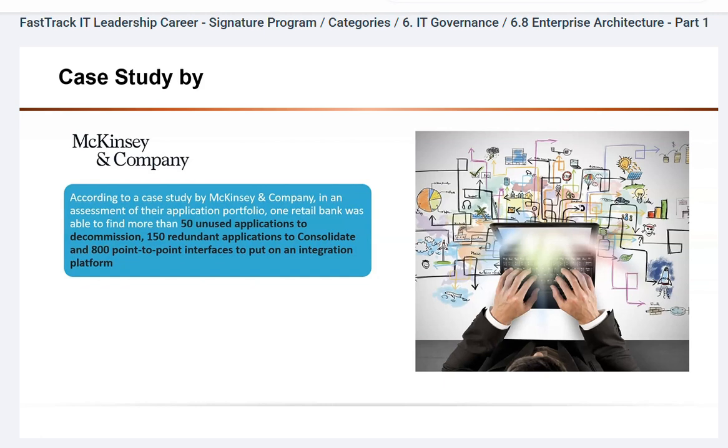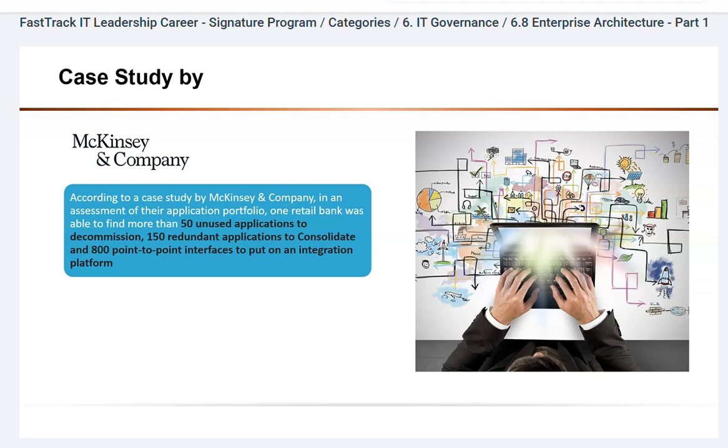and they had around 1,500 applications. Out of those 1,500 applications, 50 were unused. They were not using them anymore, but still they're paying money. And there are 150 redundant applications for the same purpose. They have around 150 applications duplicated in some fashion.